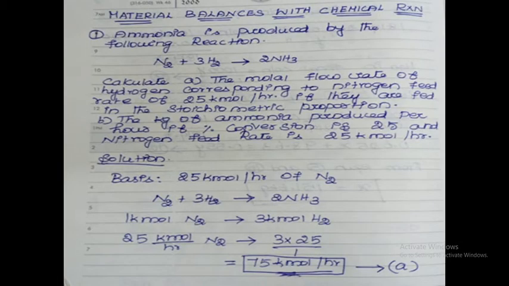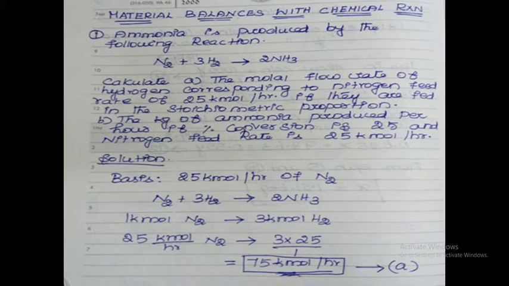First problem: ammonia is produced by the following reaction, N2 plus 3H2 gives 2NH3. So this is the stoichiometric reaction. Why is it a stoichiometric reaction? Because it is a correctly balanced reaction. Calculate, first question, the molar flow rate of hydrogen corresponding to a nitrogen feed rate of 25 kilomole per hour if they are fed in the stoichiometric proportion.